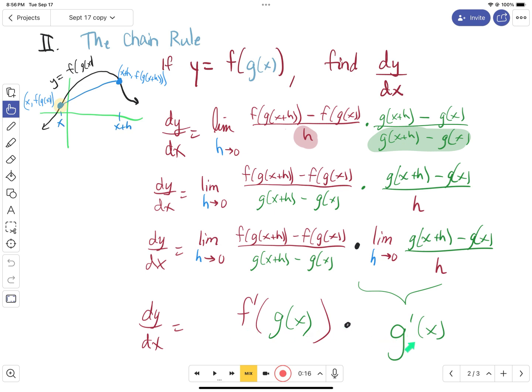Now this proof only works when g of x plus h and g of x are not equal to each other. And that's pretty much every case we'll ever consider. But if you want a proof for when they're equal to each other, then you'll have to check an appendix in the textbook. But I don't know that anybody's going to want to look that up. So let's call it QED.